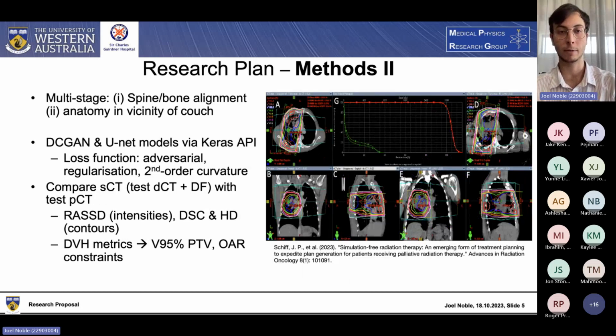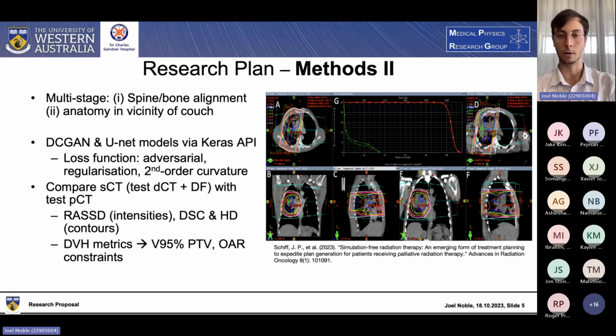Now, continuing on, the registration would be done in multiple stages. First of all, you would align the images along the spine or bony regions, and this would be followed by just correcting for the anatomy in the vicinity of the couch. So you can see in the image here on the left side, you've got that curved diagnostic couch, and on the right, you can see the changes in anatomy for the flatbed.